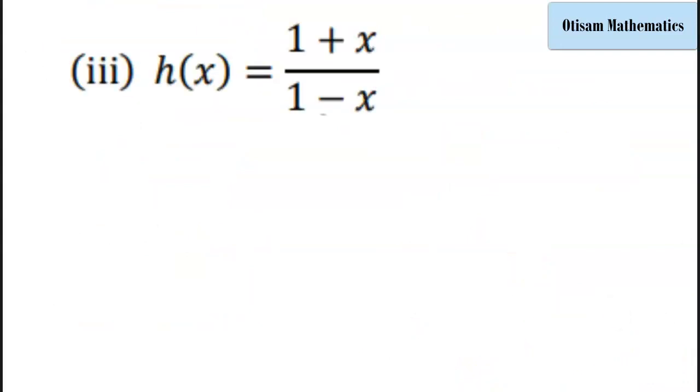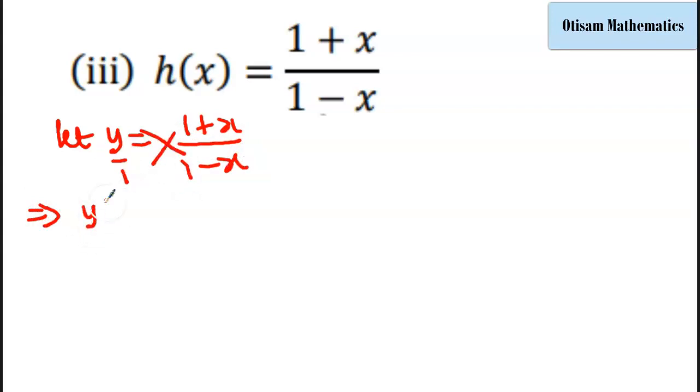Let's move on to the next one. Before I take you through this, I want you to pause the video and do it, then compare it with your answer. As usual, let's look at how we go through this. Let y be equal to (1 plus x) over (1 minus x). We then cross multiply.